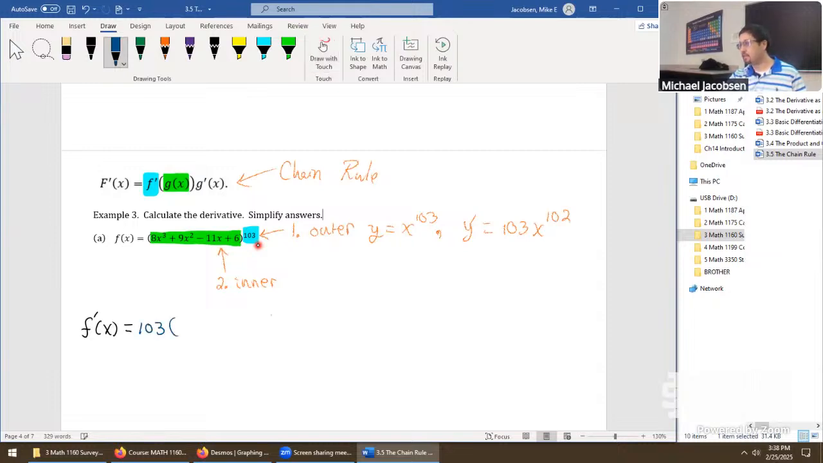103. New power is 102. And this is the entire f prime portion of doing the chain rule. What you really want to do immediately after is this one as well, times the derivative of g at x.